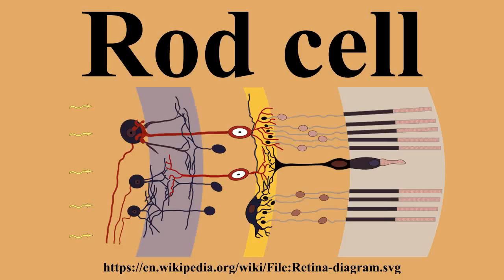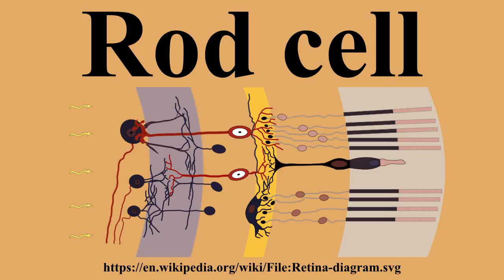Rod cells, or rods, are photoreceptor cells in the retina of the eye that can function in less intense light than the other type of visual photoreceptor, cone cells. Rods are concentrated at the outer edges of the retina and are used in peripheral vision. On average, there are approximately 90 million rod cells in the human retina.